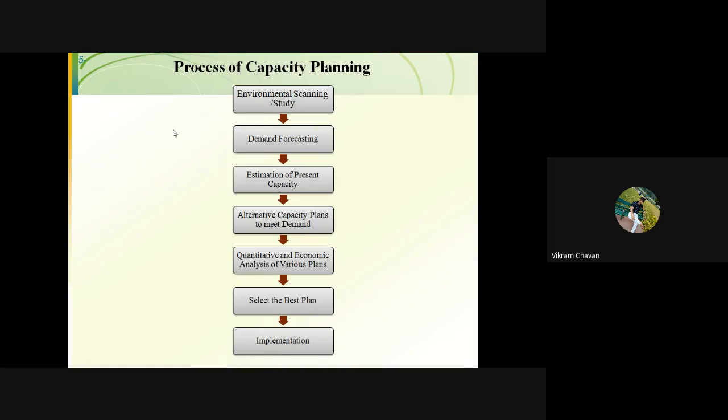So if there is an increment in the demand in the market for any particular product, then we have to think about some capacity planning options, such as overtime, then multiple shifts, then expansion of a plant. So these are the options in front of the management.